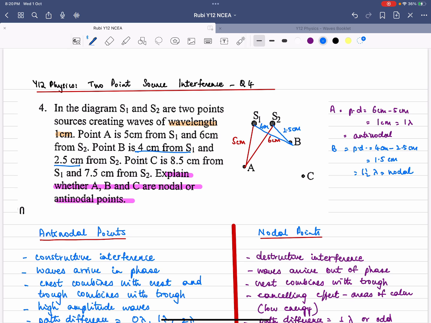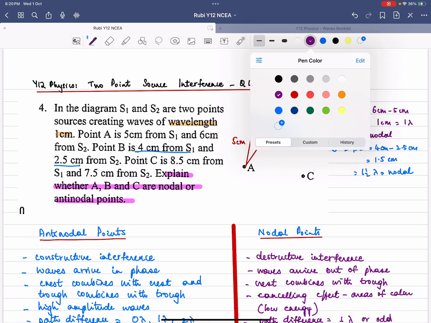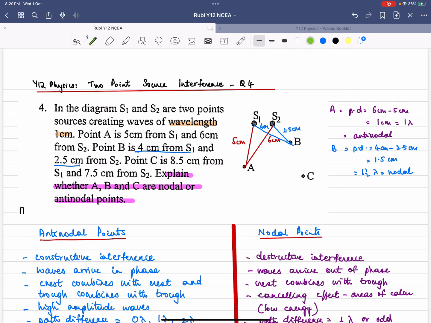Okay, now let's come to C. So I'll just use a different color for C. Let's use green. Okay, point C, that's where C is, 8.5 centimeters from S1. Oops, sorry, my line's gone wonky. Okay, so let's do that. So this is 8.5 centimeters from S1 and 7.5 centimeters from S2.